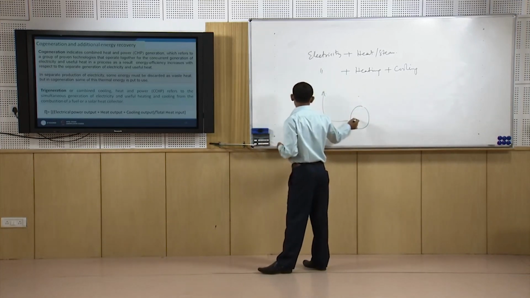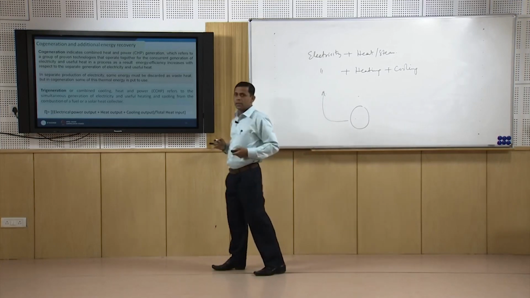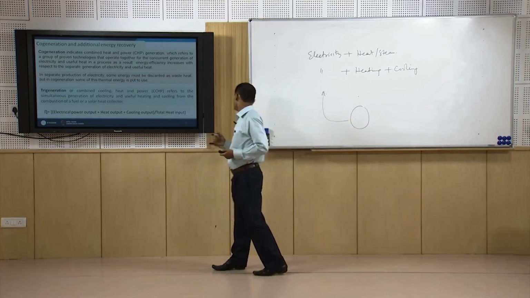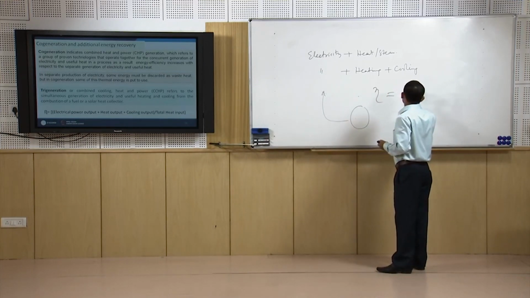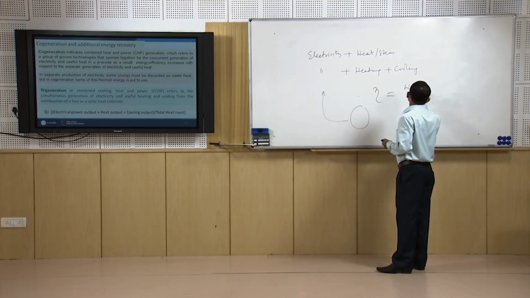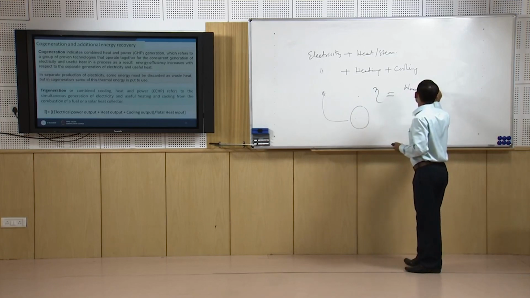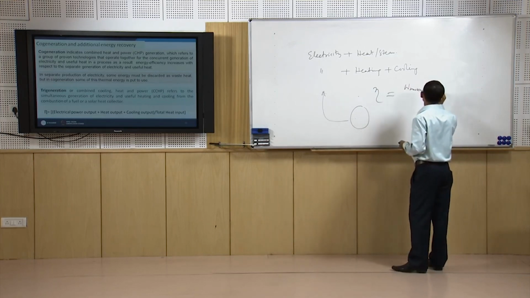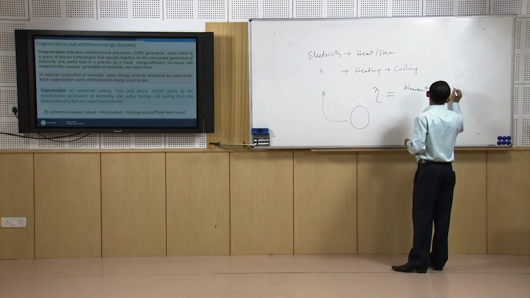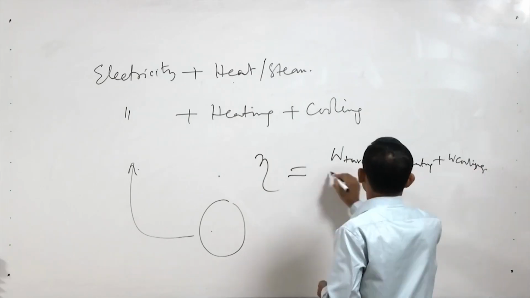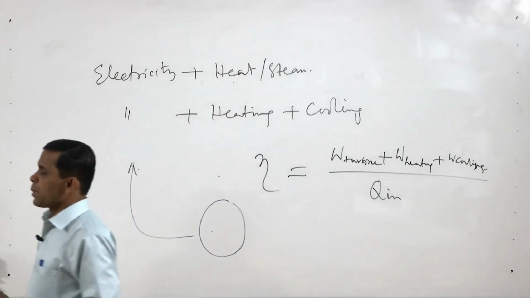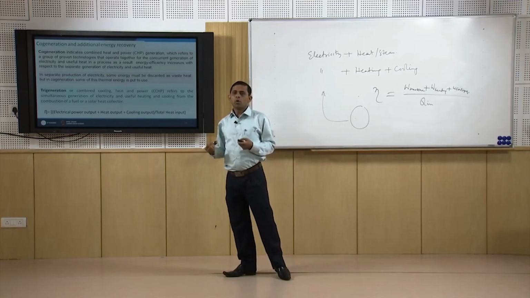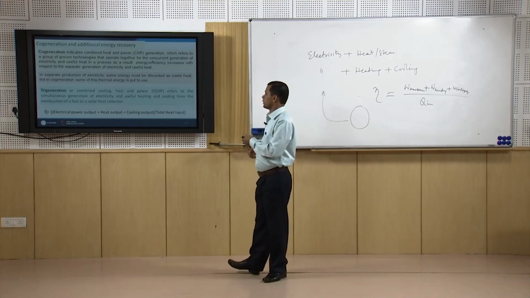So, this is one example of tri-generation, and tri-generation improves the efficiency. Here the overall efficiency is equal to not only the work at the turbine, but also the work for heating and cooling, divided by Q input, the total input we are giving. So, that is why in this case we get more overall efficiency of the plant.